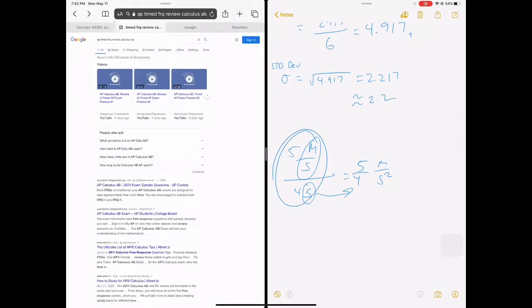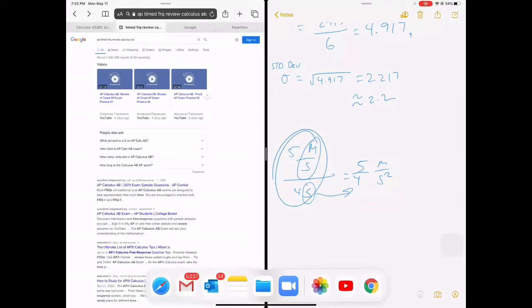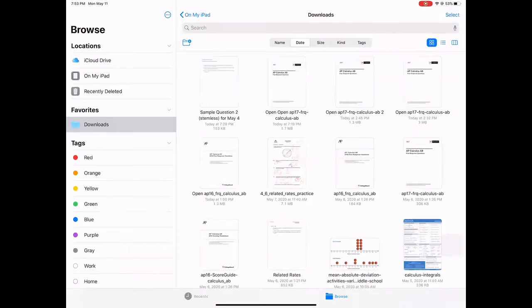Anyone else have any other questions, or do you guys need me to cover any other free response type questions? Yeah, I have an FRQ question. Sure, shoot. So the year 2016, question 1, part C.